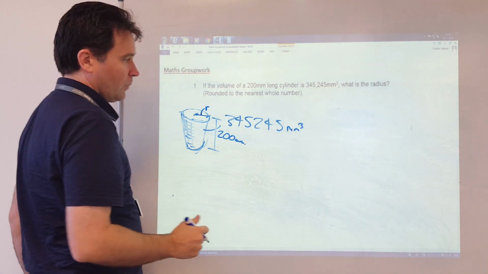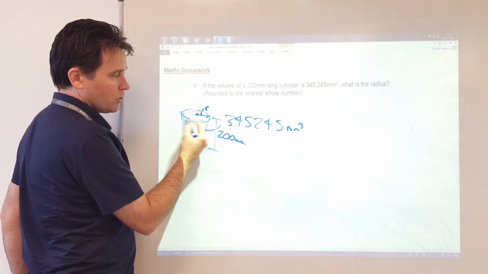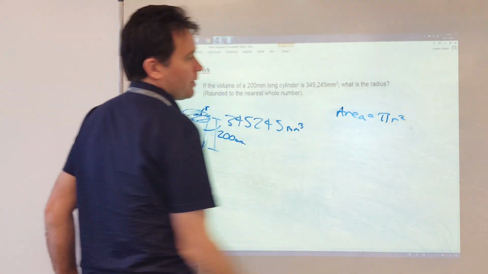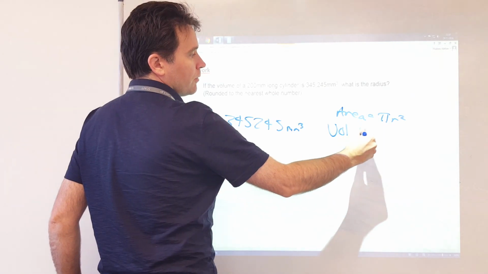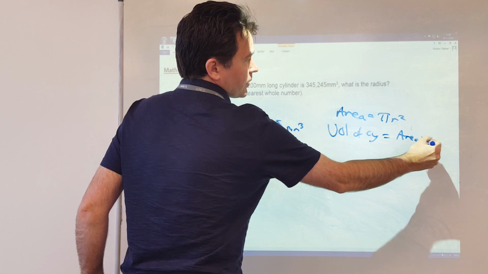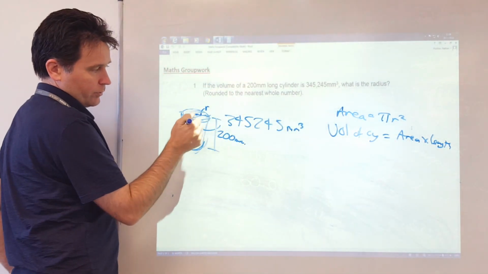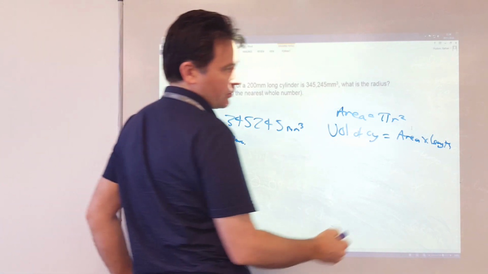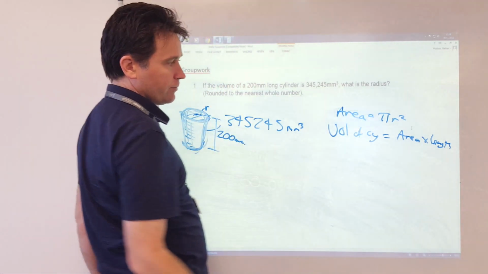Consequently, we're going to need to know a couple of formulas. Firstly, we're going to need to know the area of a circle, pi r squared, and to get the volume of a cylinder, it's that area times by its length, or in this case its height, or whatever, that's the circle multiplied by the distance it acts over, which is 200. Fair enough?